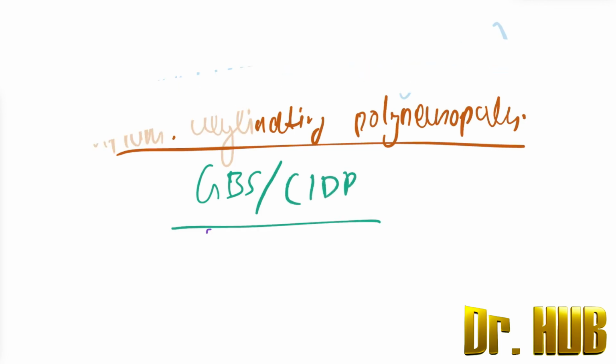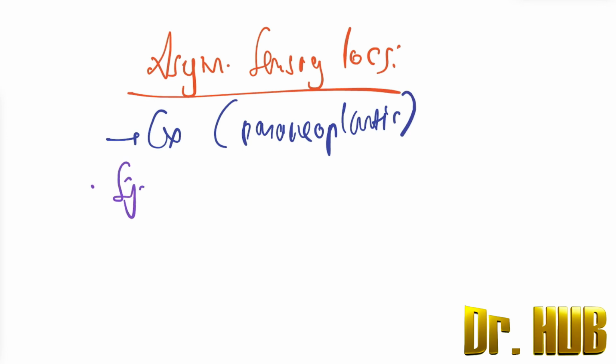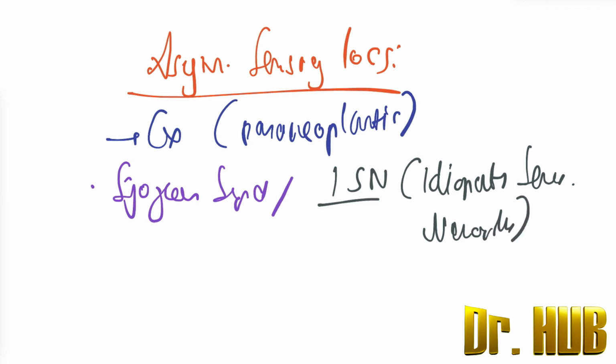Now let's look at some asymmetric losses, asymmetric sensory loss. In terms of asymmetric sensory loss, it includes cancer. Cancer means it is paraneoplastic, and then it also involves the Sjogren syndrome. Then there is idiopathic sensory neuropathy. Then there is a possible GBS variant.